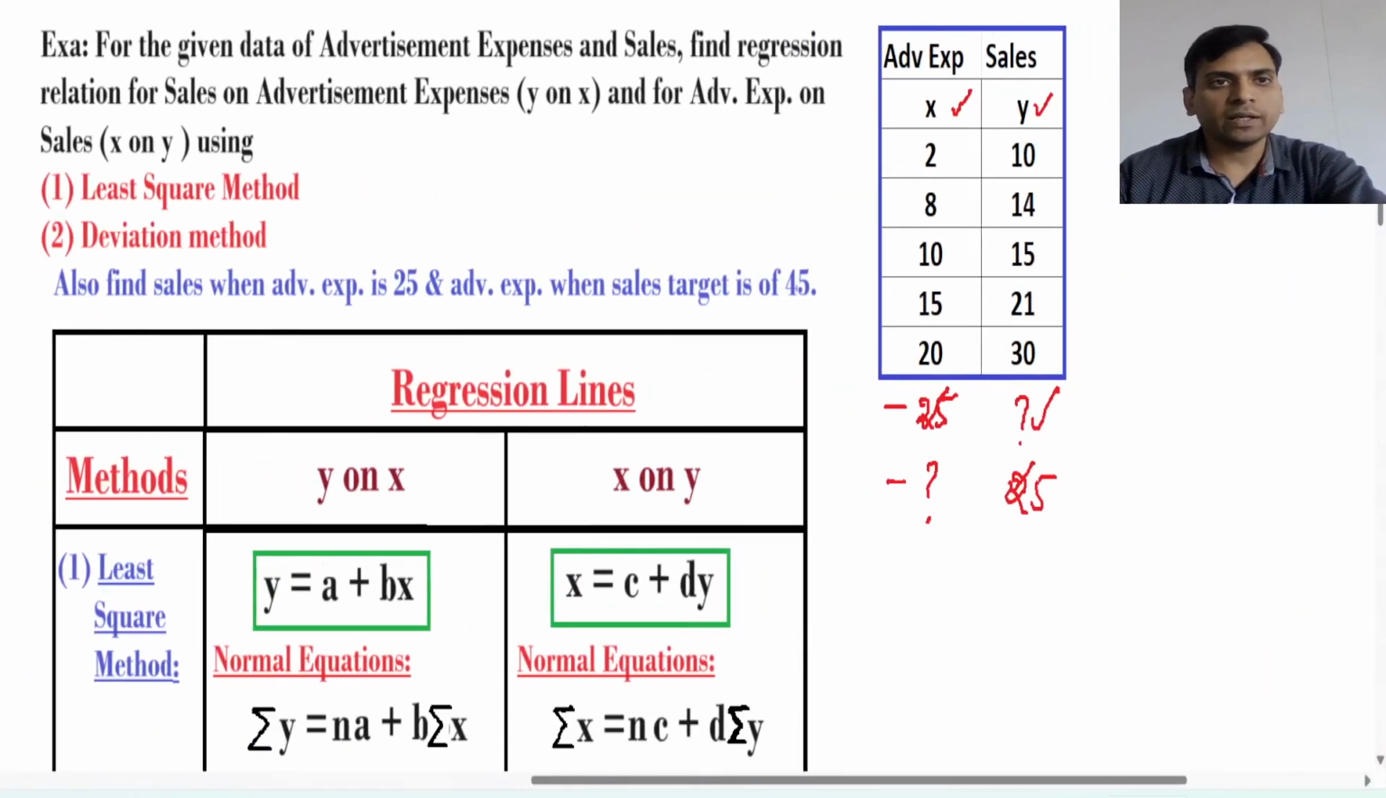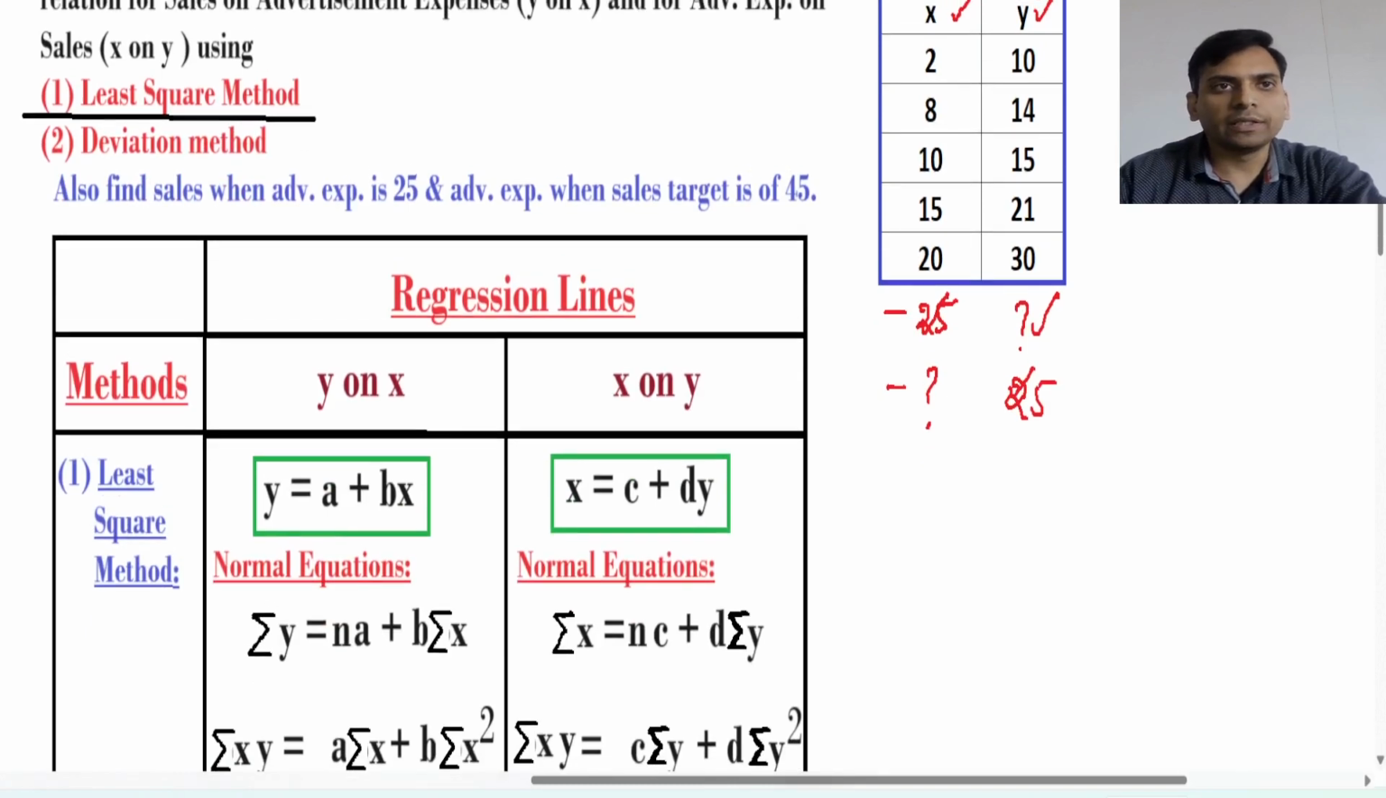So we are studying this question for the least square method. We are focusing on this first method, the least square method, and we will find the first relationship for sales on advertisement expenditure and advertisement expenditure on sales.